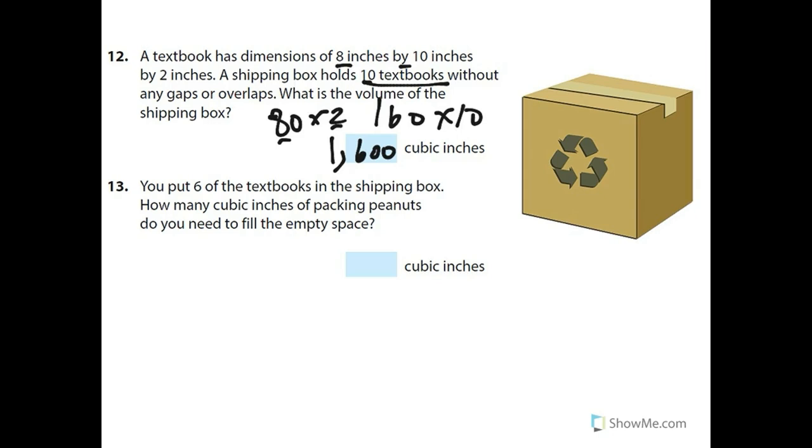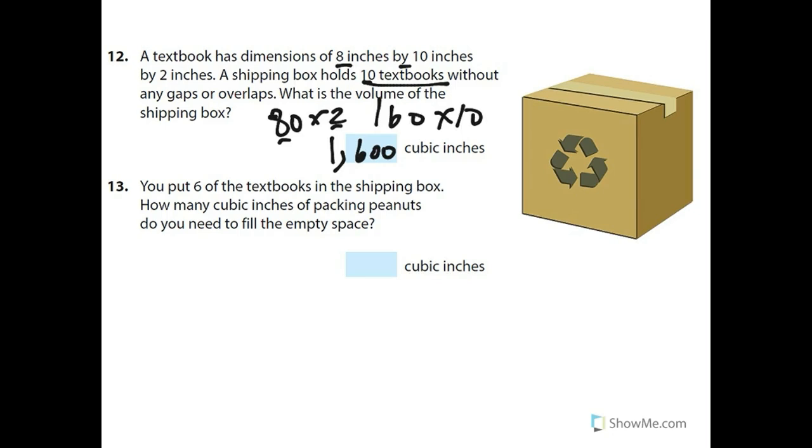Alright, number 13. Do we want to make this a Jolly Rancher moment? Let's go ahead and do that. Going to have to use some critical thinking on that. So go ahead, solve number 13. I'll check your answers and then we'll go over it. So you put 6 of the textbooks in the shipping box. How many cubic inches of packing peanuts do you need to fill the empty space?